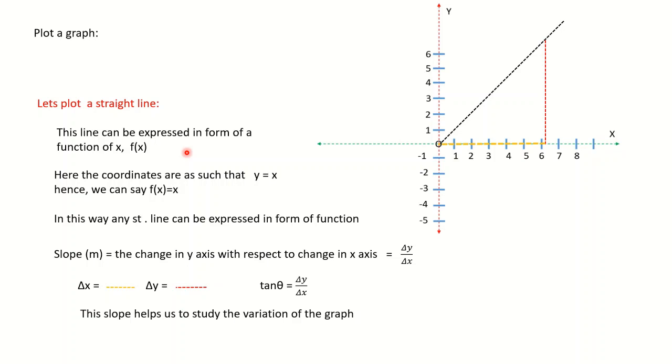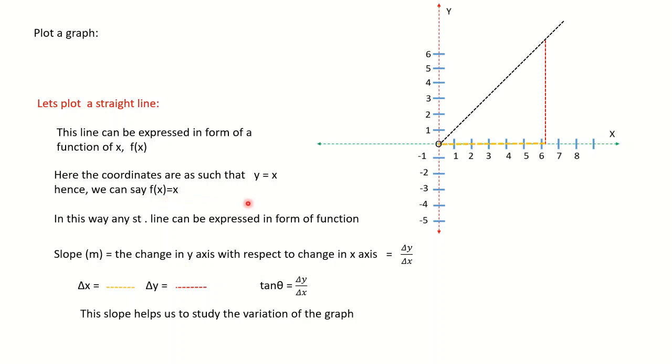So this straight line can be expressed as a function of x. This is the most simplest function where it carries only single power of x. Here the coordinates has been shown as y equals to x. As you can see, the red line shows 1 comma 1, then 2 comma 2, 3 comma 3, 4 comma 4, and rest it goes on. So thus we can express it as a function of x, that is f(x) equals to x.